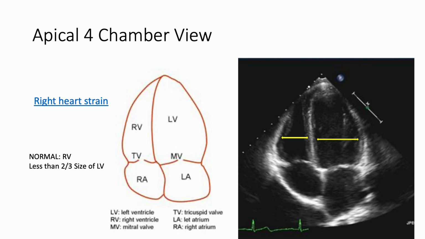Moving forward after that, I switch to a four-chamber view. Always remember, if you're having trouble in this view, to roll the patient onto their left side, it will usually help significantly. This is where you're going to look for, again, global cardiac assessment or right heart strain. This is a really nice picture of the comparison of the right ventricle to the left ventricle in size. Remember that the right ventricle is smaller and should be about two-thirds the size of the left ventricle.